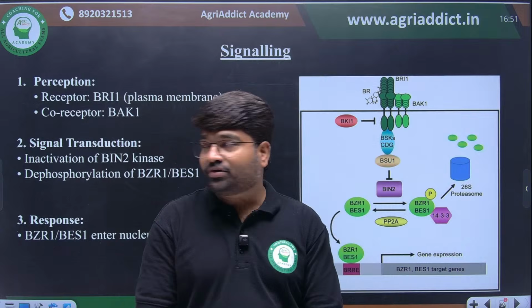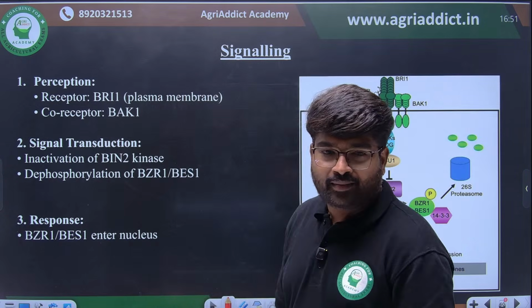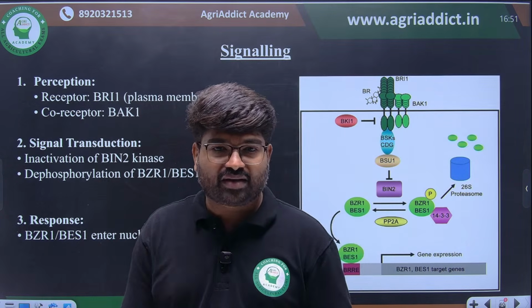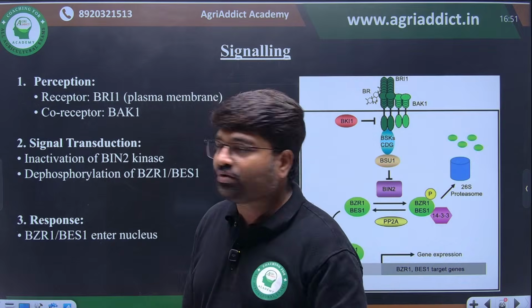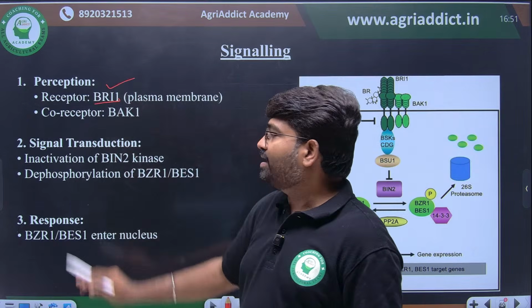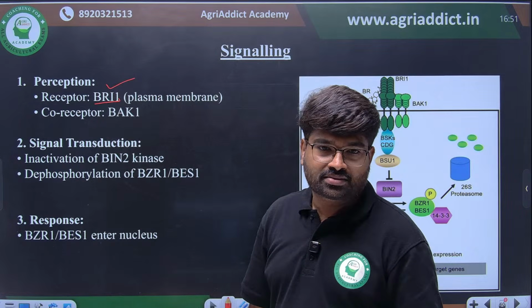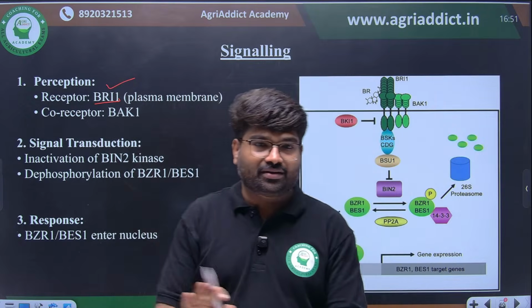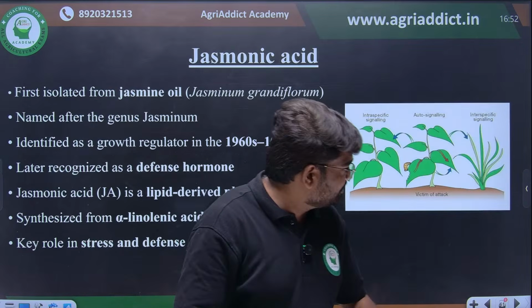Then if you see the signaling, I already told the BR receptor is a plasma membrane bound receptor. You just have to remember the receptor name, BRI1. This thing only you have to remember. Remaining, don't confuse. This is highly sufficient.